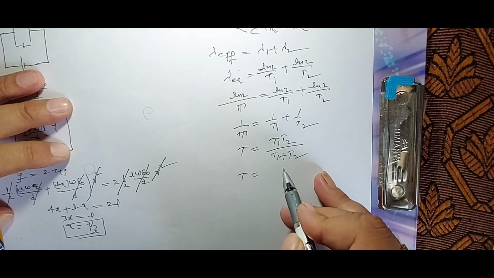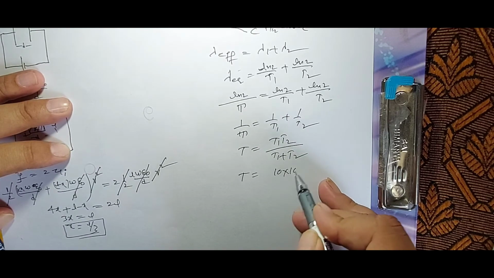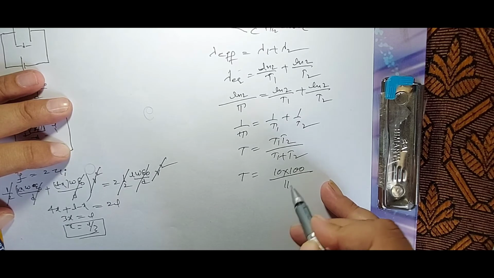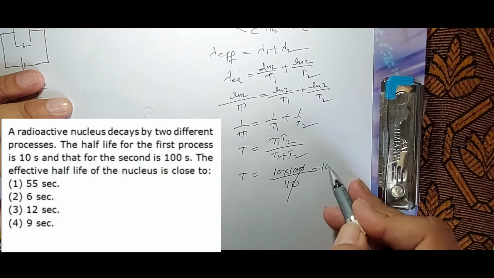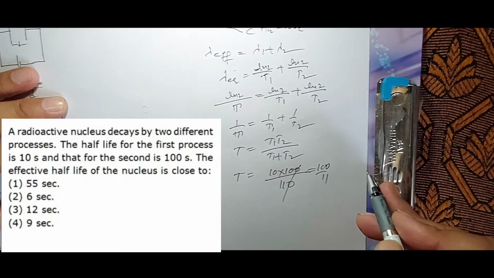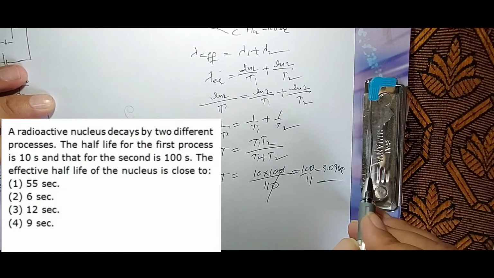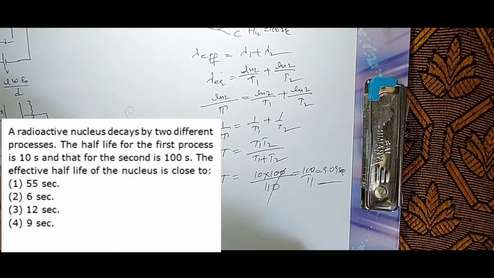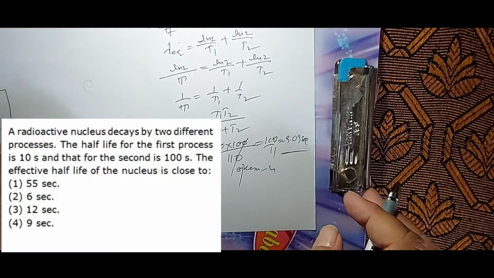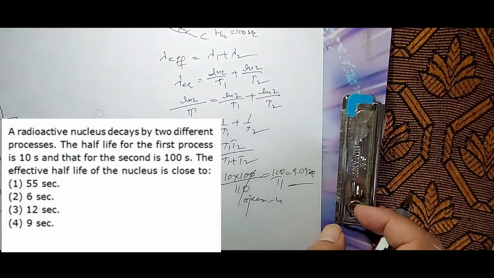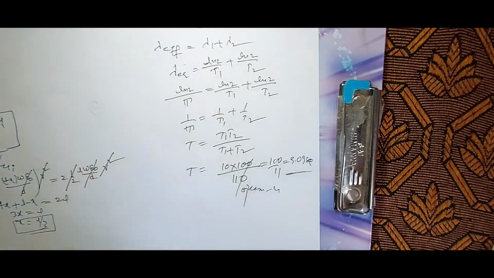So, T is equal to T1 T2, that is equal to 10 into 100 divided by 110. So, here the zeros cancel, and we get 100 by 11. 100 by 11 means 9.09 seconds. So, our option is option 4, 9.09 seconds. So, this is the correct option.